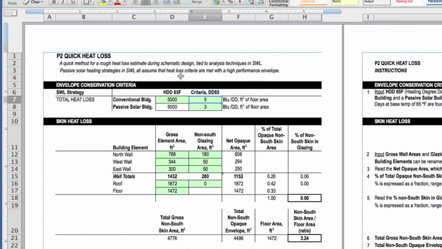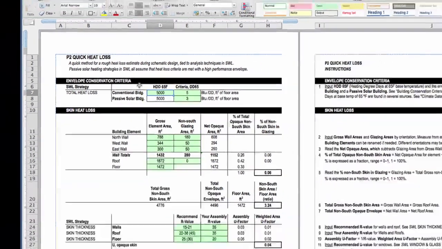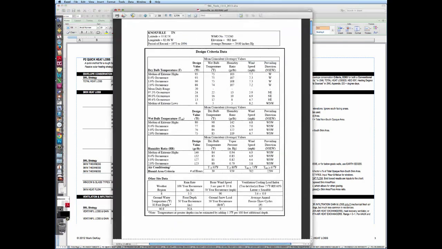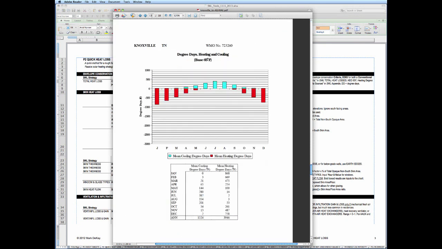So I'm going to go up here to the envelope conservation criteria and know that we want to choose an envelope conservation criteria that's based on the severity of the heating season. And to measure this, we use heating degree days. That's listed right here as HDD 65 Fahrenheit. Degree days are available from many sources, including ASHRAE and many online sites. But I'll go back to the engineering weather data that we used in the past. And you'll find the degree days in your file on page 13.